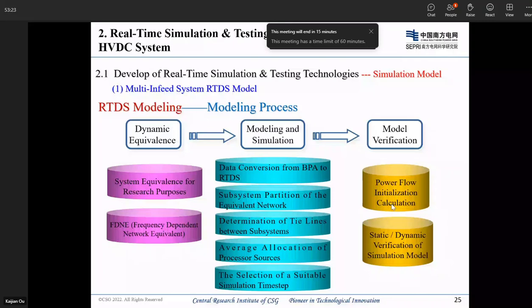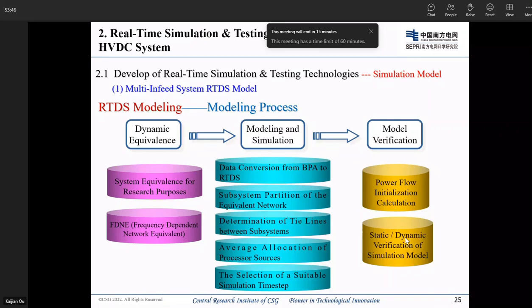First is the power flow. Is the power flow okay or not, and then are the steady state or dynamic characteristics okay or not. So we check whether the model is okay or not. So this is an RTDS model.